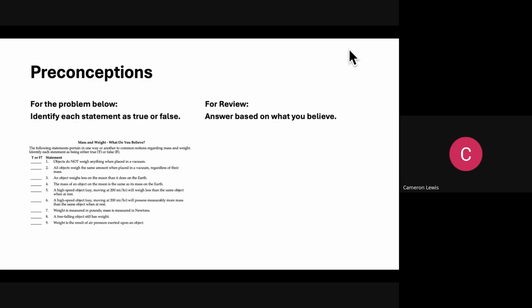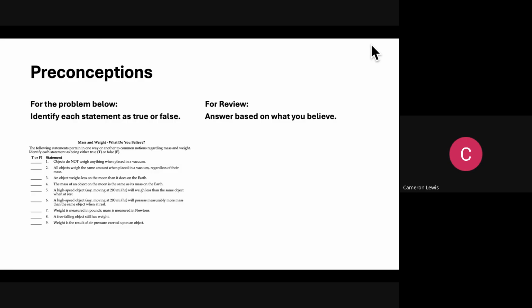Like I said before, we want to identify each one as true or false, and you need to answer based on what you believe. This exercise does not work if you don't tell me what you believe. It's not about being right or wrong. It's about you explaining what you believe, and then we go back and discuss it. So, do you believe that objects do not weigh anything when placed in a vacuum? True or false?